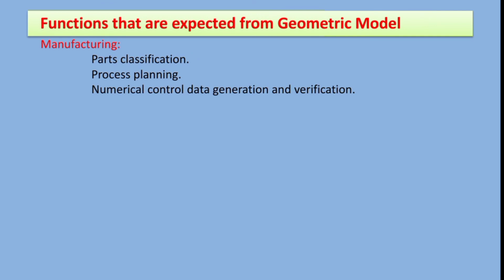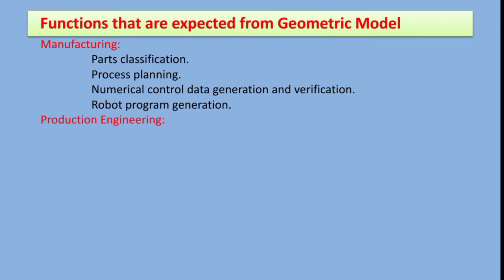Similarly, if you want to generate NC coding for CNC machines and so on, we can generate it and go for verification on the screen itself. And similarly for robotic automatic assembly operations, if you are using robot applications for programming, we also require geometric models.